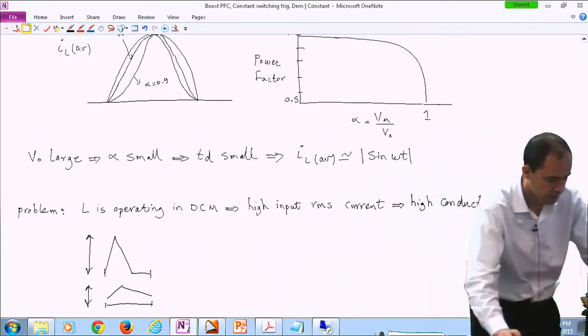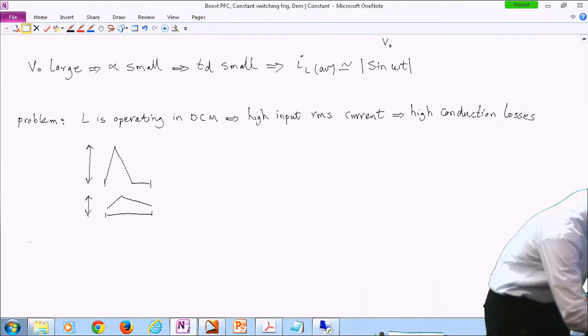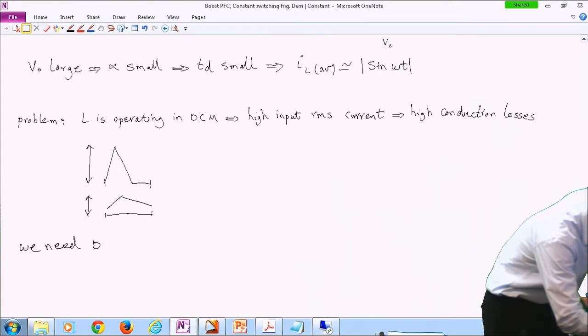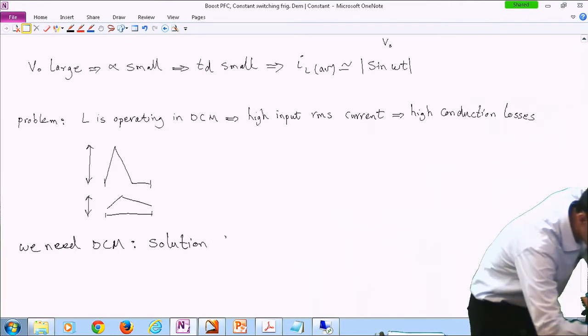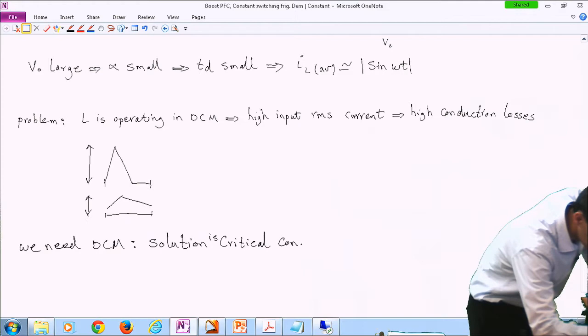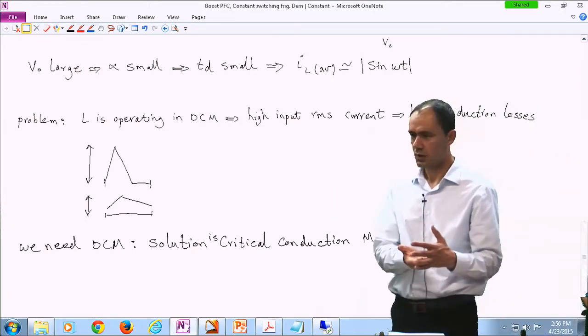So okay, the solution would be, we still need DCM. I'm sorry, we need... So the solution would be critical conduction mode. So in the critical conduction mode, we are trying to eliminate that zero portion that we are not even using the source at all.